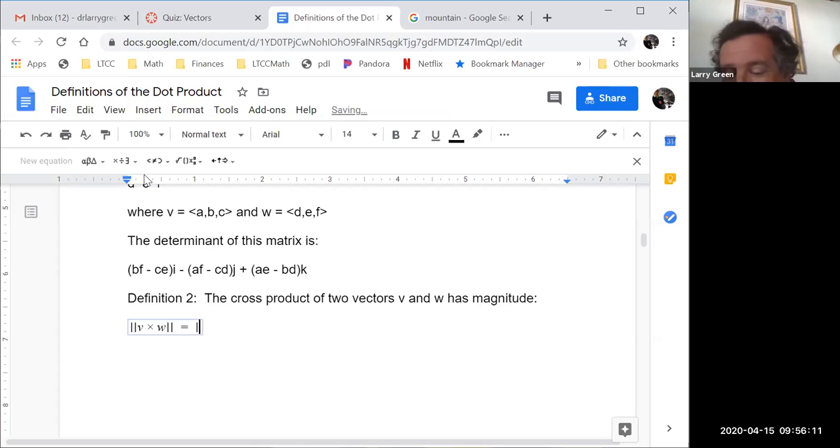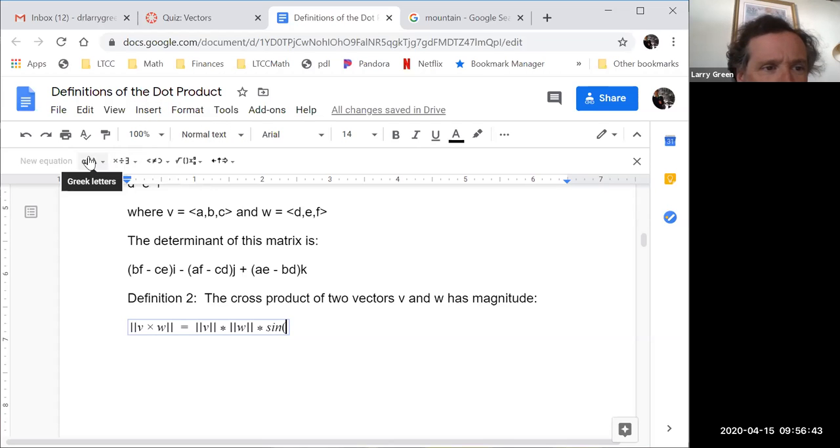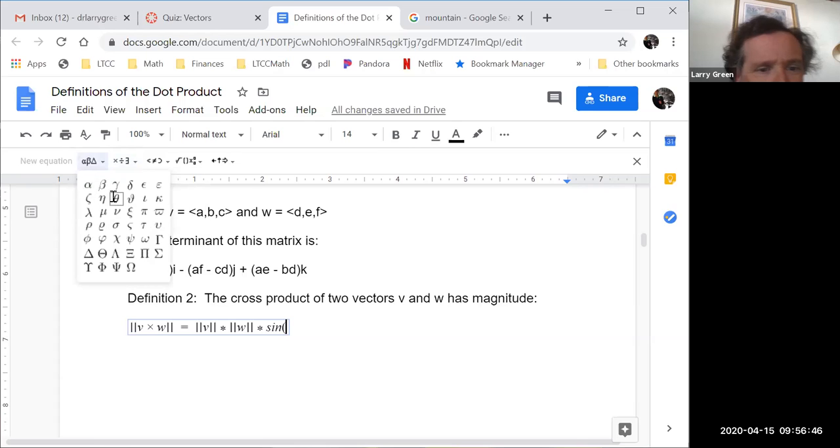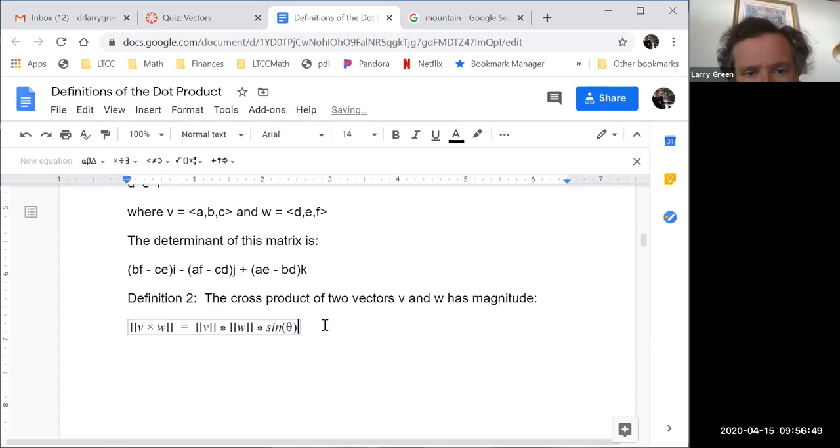You remember the dot product was the magnitude of V times the magnitude of W. And then what was it times if it was the dot product? Who remembers? Yeah, it was the cosine of theta. Well, guess what? This is the cross product, so it's got to be different. It's the sine of theta. It's going to be the magnitude of V times the magnitude of W times the sine of the angle between the two of them.